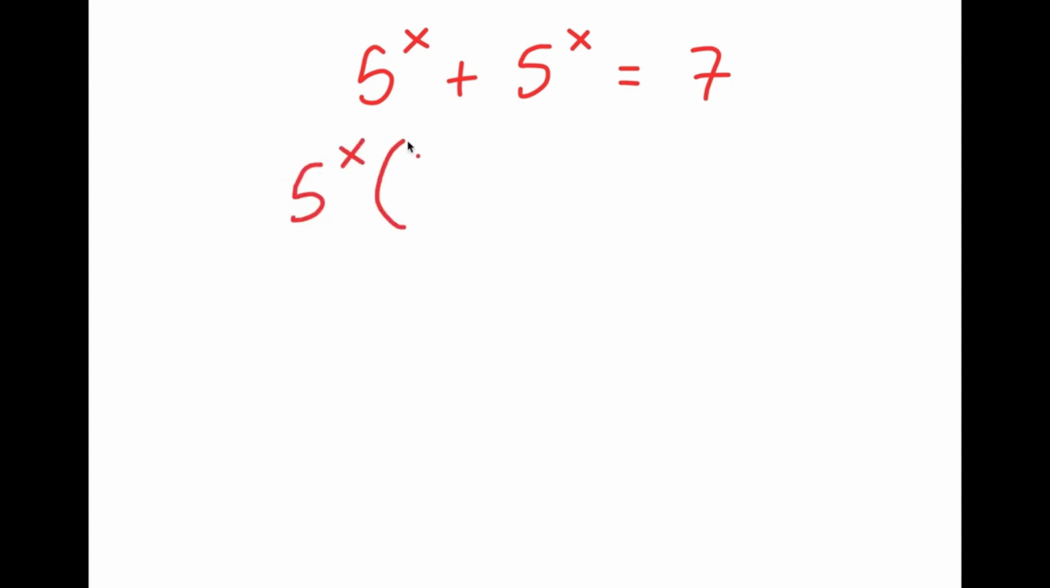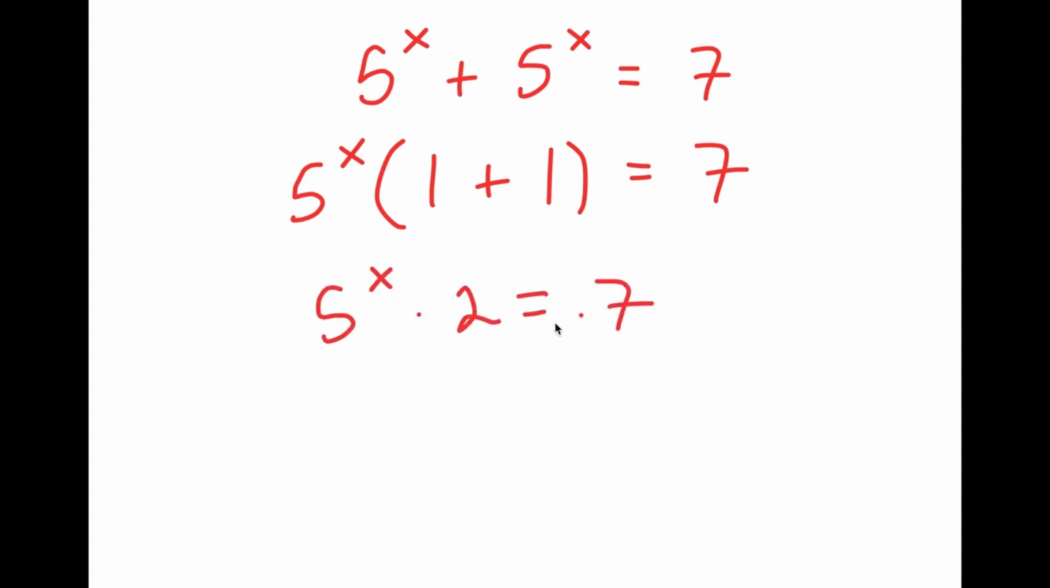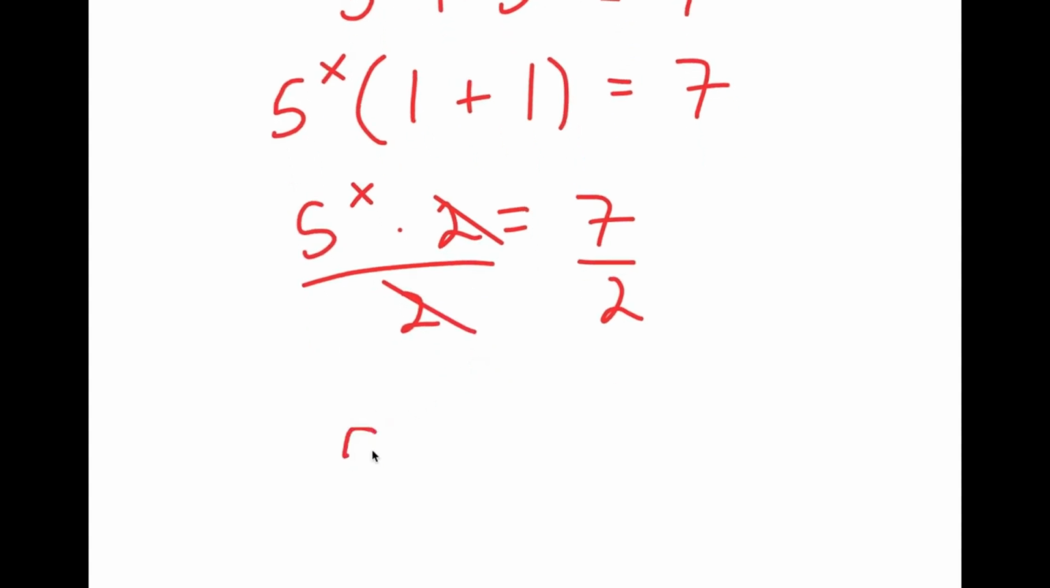Alright, so in this video, I'm going to solve the equation 5 to the power of x plus 5 to the power of x is equal to 7. So, to solve this, I'm going to first start by factoring out 5 to the power of x. So I get 5 to the power of x times (1 plus 1) is equal to 7. And 1 plus 1 is 2, so I get 5 to the power of x times 2 is equal to 7. Now I'm going to divide both sides by 2, so these two cancel out, and I get 5 to the power of x is equal to 7 over 2.